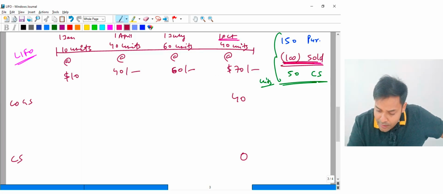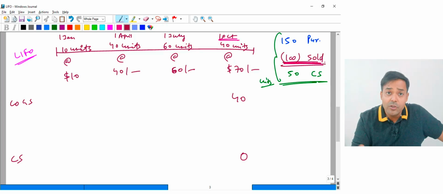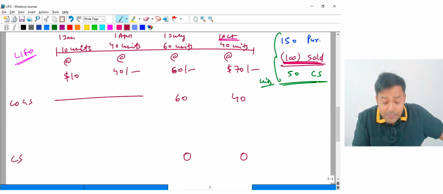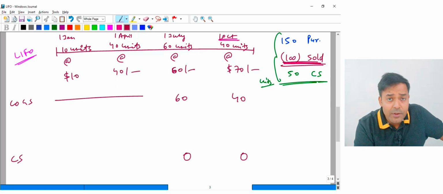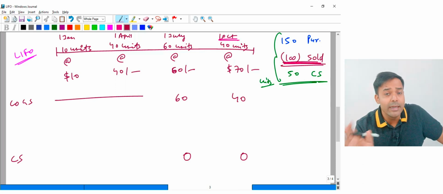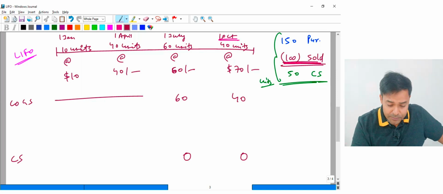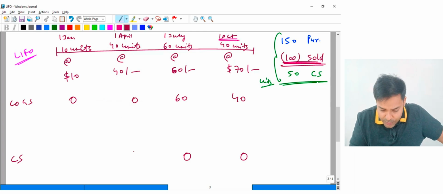Now out of 100 units, 40 is gone. How much is left? 60. That 60 will go from 1st of July. How much is the closing stock? 0. What you purchased on 1st of January and 1st of April, you have not sold. When you have not sold it, it will appear in your closing stock. So this is 0, 0. This should be 40. This should be 10.